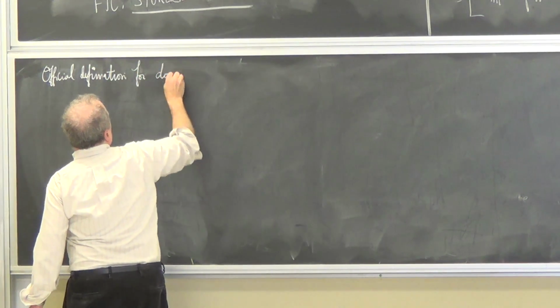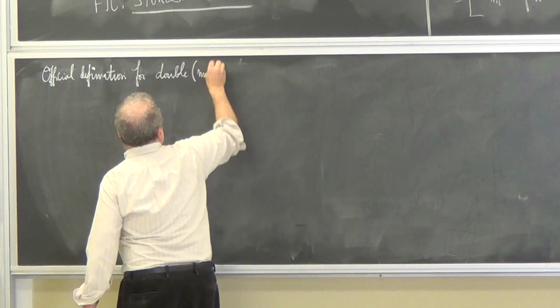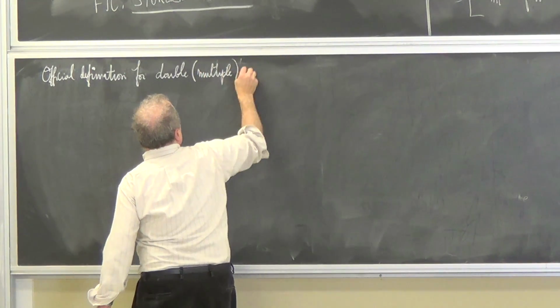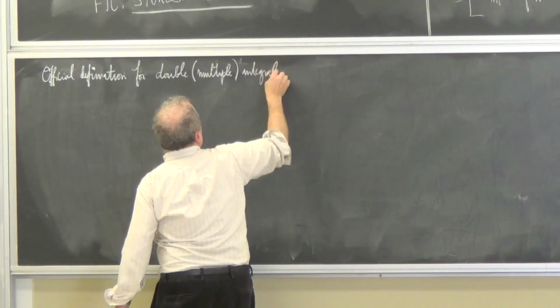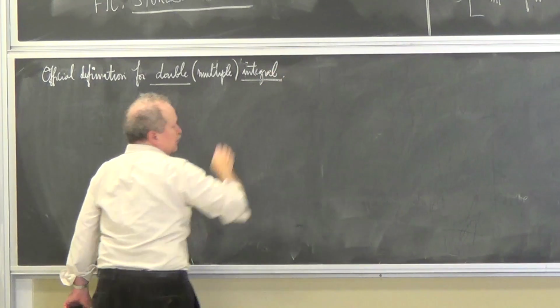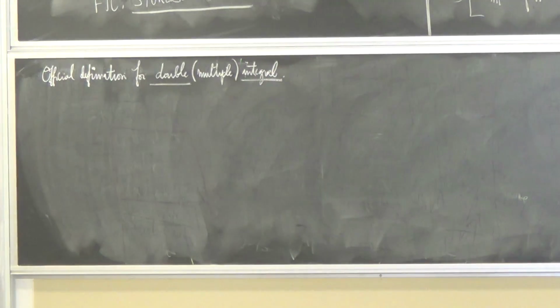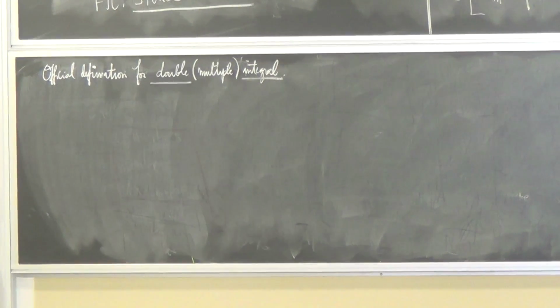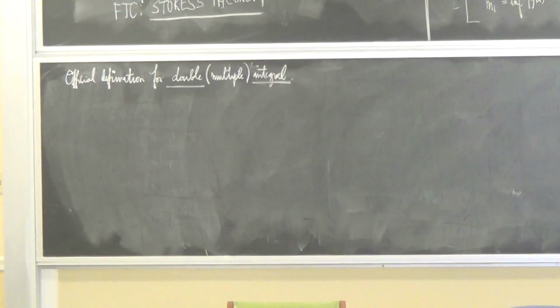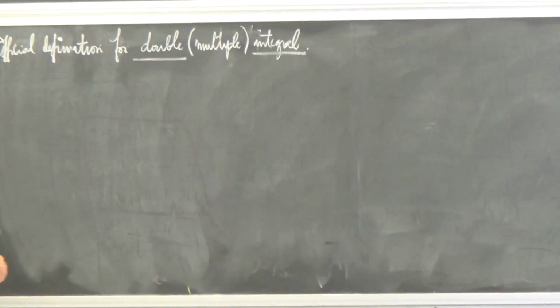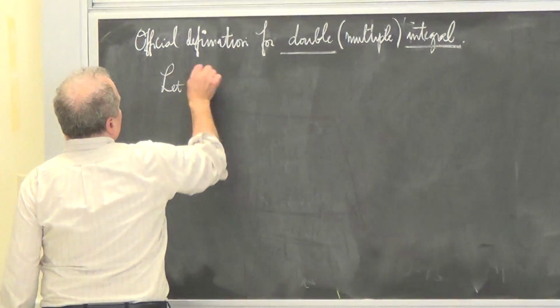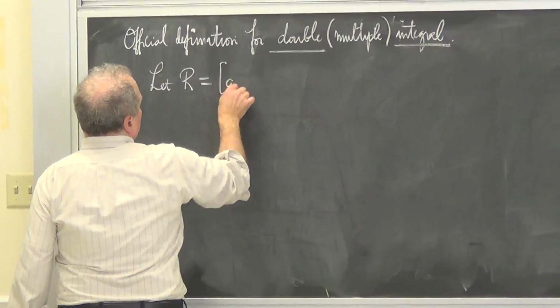Say, a double, or in more general dimensions, a multiple integral. So we're going to do this in baby steps. Today we're going to talk about rectangles, and then tomorrow we'll talk about how you would integrate over things that aren't rectangles. So let's let R be a rectangle in the plane.